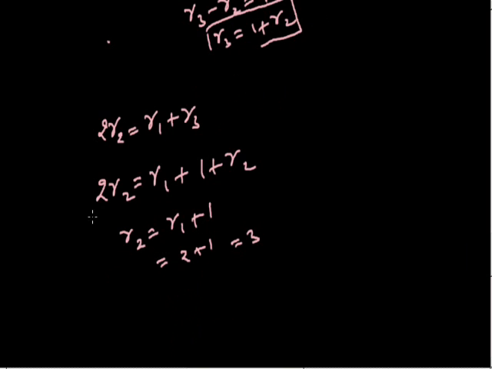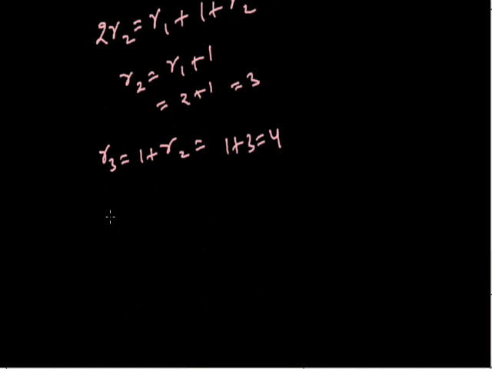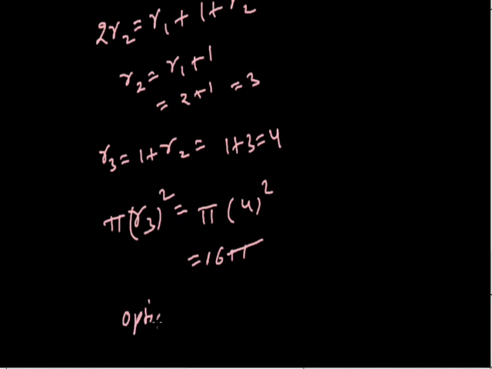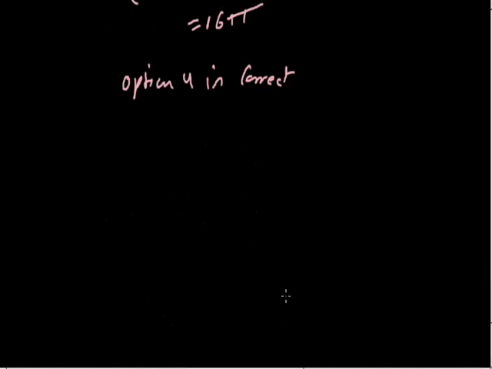And R3, we already know that R3 equals 1 plus R2, which equals 1 plus 3, that should be equal to 4. So the area of the larger circle, which is pi R3 squared, is pi times 4 squared, which comes to be 16 pi. So option 4 is correct. Now we move to the last question, that is question number 60.